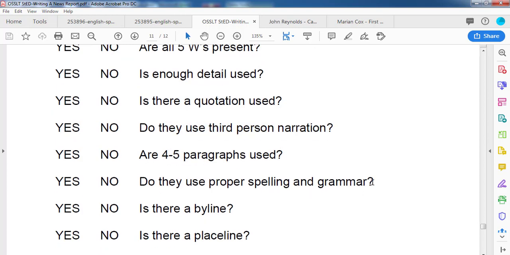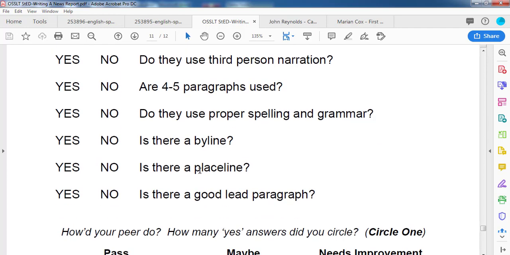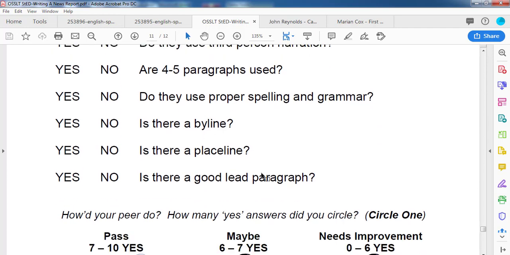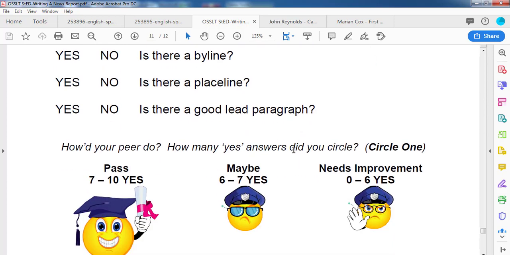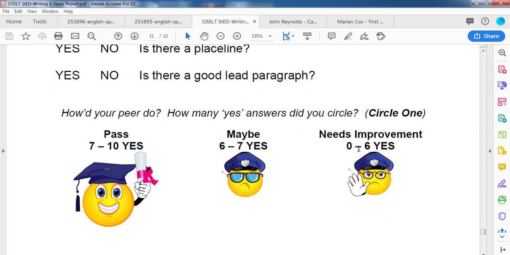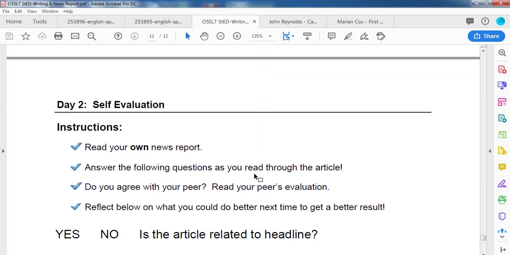Do we have 4 or 5 paragraphs? Do they use proper spelling and grammar? Do we have a byline? Do we have a place line? Do we have a very good lead paragraph? And remember, put a scale from 0 to 10, A, B, C.